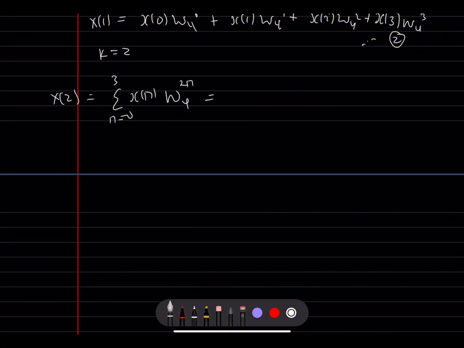Based on that, when n equal to 0, we are going to get x of 0, omega 4 power 0. When n equal to 1, we are going to get x of 1, omega 4 power 2. When n equal to 2, we get x of 2, omega 4 power 4, plus when n is equal to 3, we get x of 3, and then omega 4 power 6, because 3 times 2 is 6.